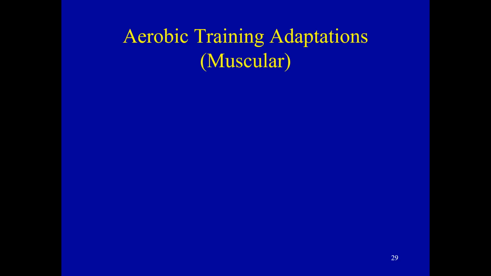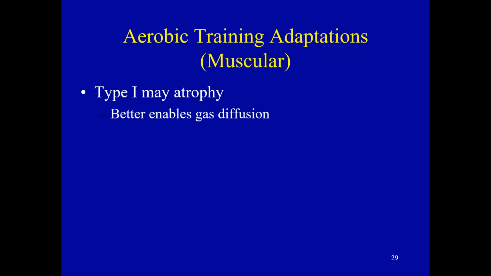As far as muscular adaptations to aerobic training, type 1 fibers are where you'll see a lot of the adaptations because those are the aerobic fibers. They may actually get a little bit smaller due strictly to aerobic training, which is thought to help with gas diffusion into the muscle. But that may be relatively small in the grand scheme of things. As far as type 2 fibers, you wouldn't expect to see massive changes because those are more of your anaerobic fibers.